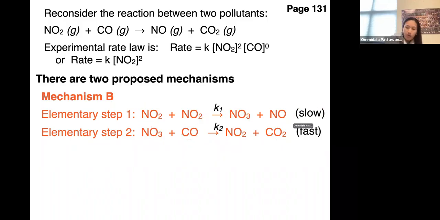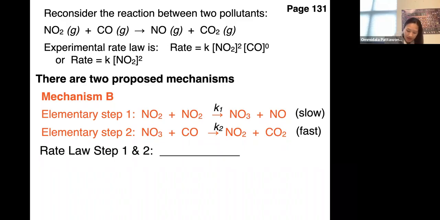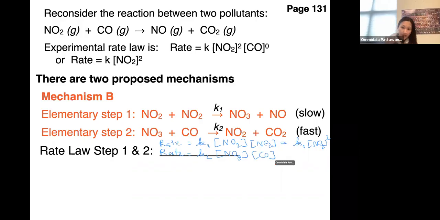So that means first we need to write out the rate law for step 1 and step 2. The rate law for step 1 is rate equals k1 times NO2 multiplied by another NO2, which is equal to k1 times NO2 squared, because if you multiply the same thing, it's going to be squared. The second step would be rate equals k2 multiplied by NO3 times CO. So we have two rate laws: one from elementary step 1, and one from elementary step 2.